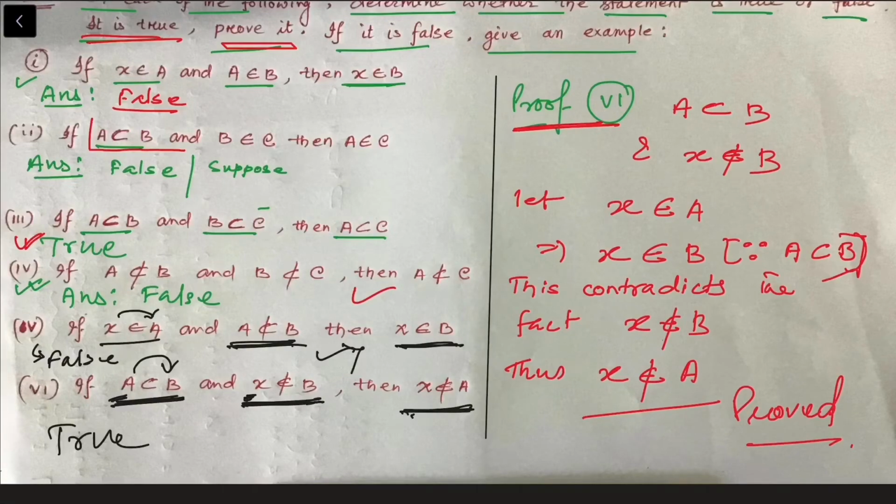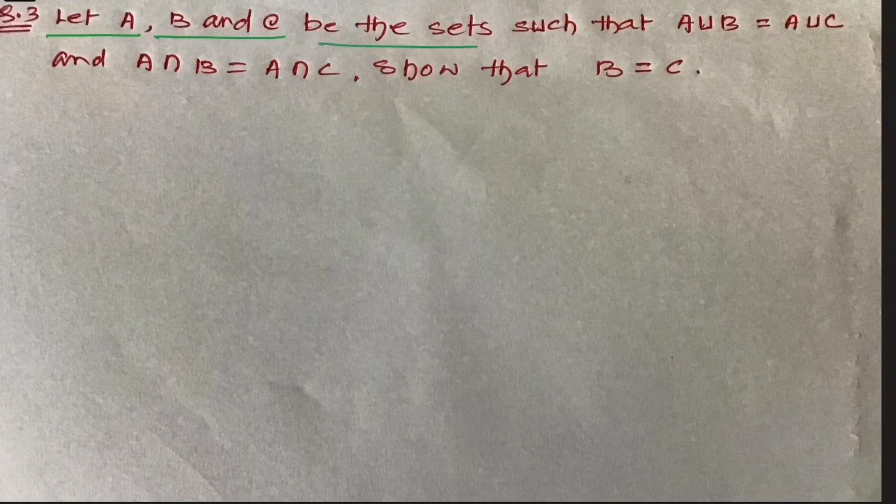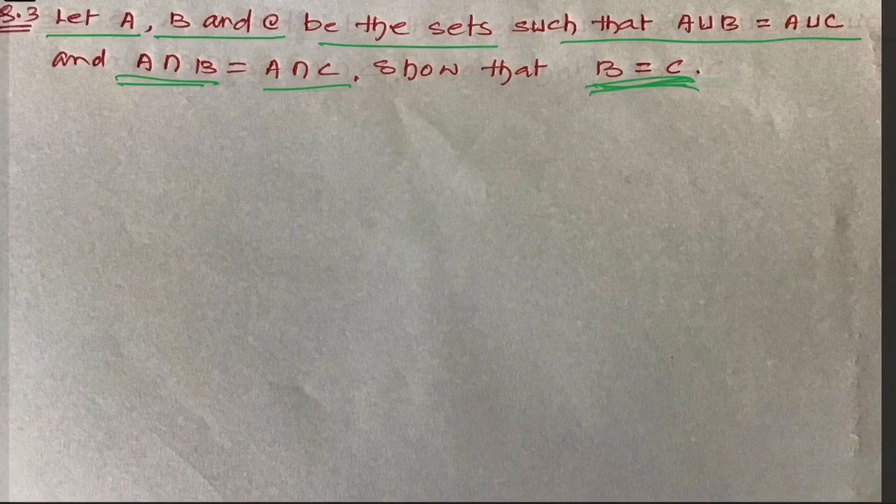So now question number 2 is completed. Now let me show you how to solve question number 3. Here, sets A, B and C are such that A union B is equal to A union C and A intersection B is equal to A intersection C. Prove that B is equal to C.